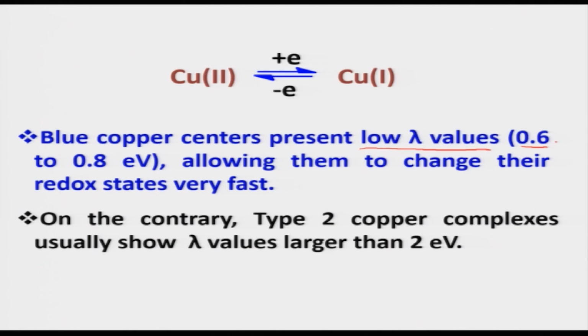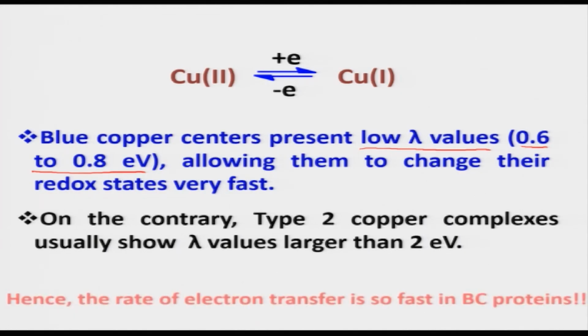It is between 0.6 to 0.8 electron volt, and thereby it allows them to change their redox state very fast. In contrast, type 2 copper complexes usually show large reorganization energy, sometimes larger than 2 electron volt. Hence, the rate of electron transfer is so fast in blue copper proteins.